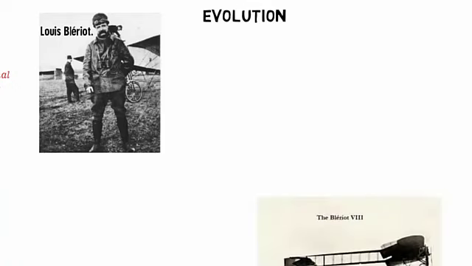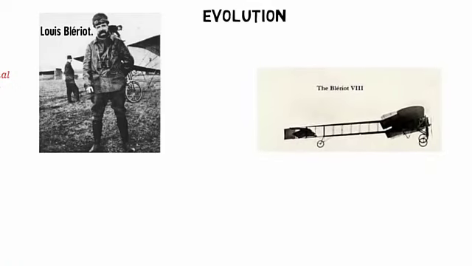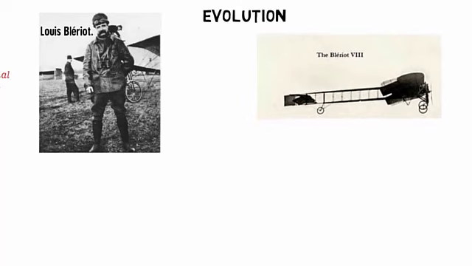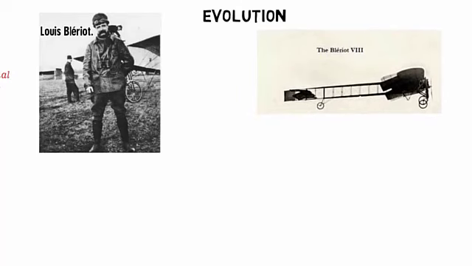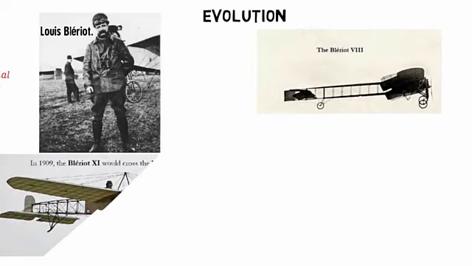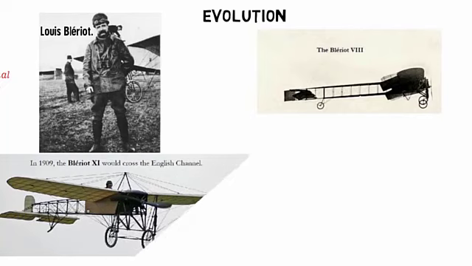Within the same year, Blériot managed to create a working monoplane, the Blériot 8. He also became the first to have a plane controlled through a hand-operated joystick and a foot-operated rudder control. Later in 1909, the Blériot 11 would cross the English Channel.